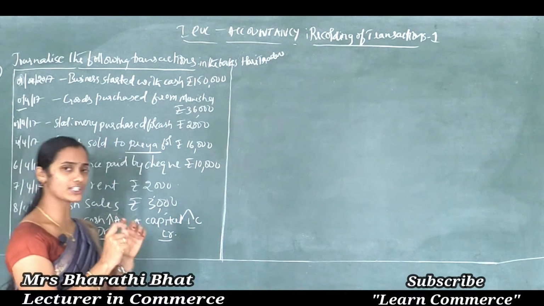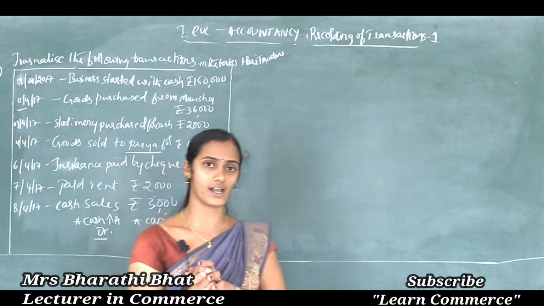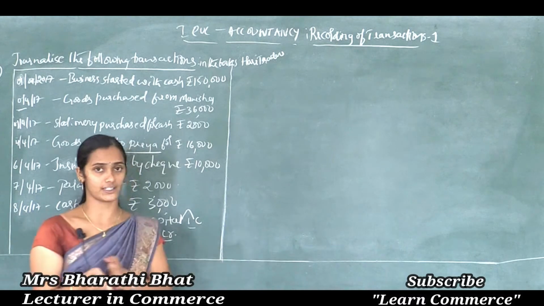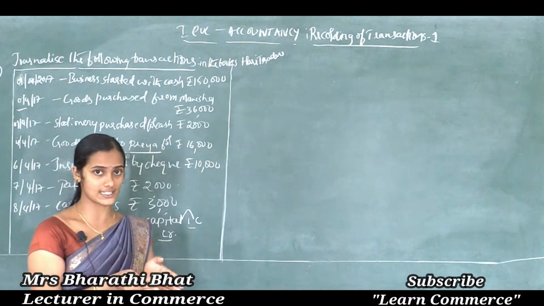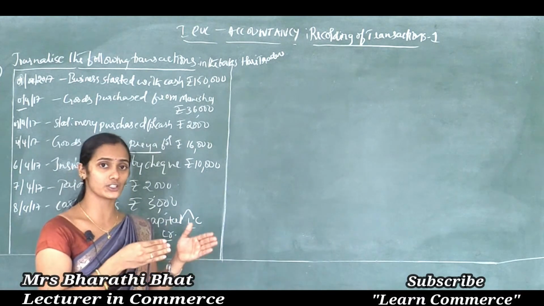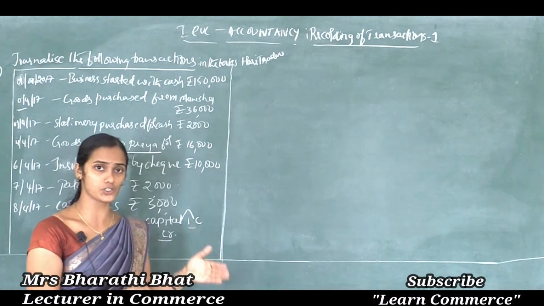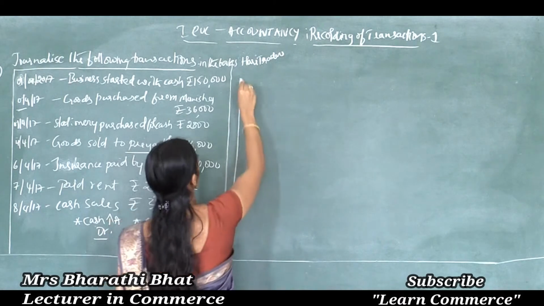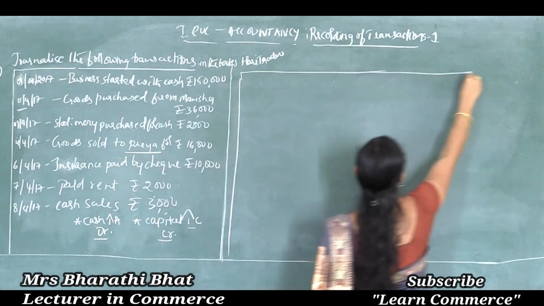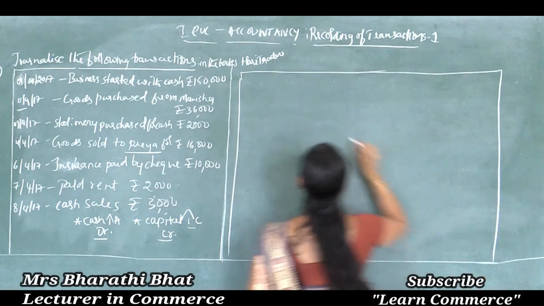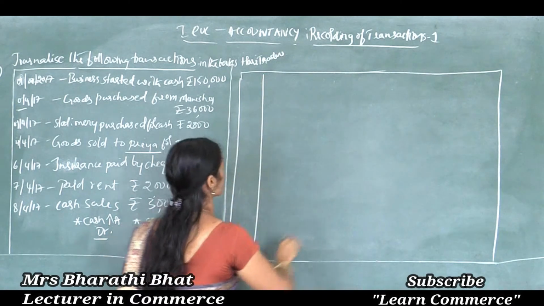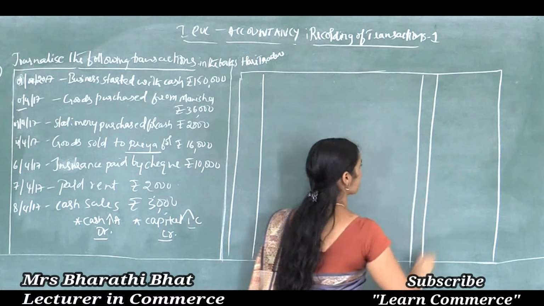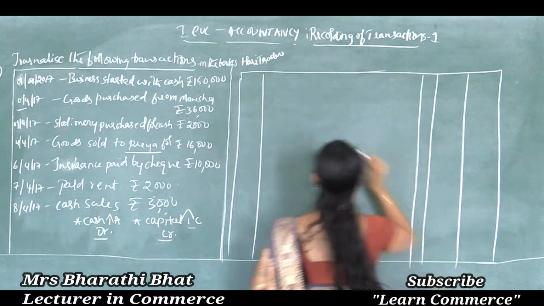We should know that each and every transaction includes two aspects. One is the debit aspect, another one is the credit aspect. We need to categorize that. We need to record according to the format, means according to the rules of journal entry, correct, right? This is the format: date, particulars, LF column, debit amount and credit amount.